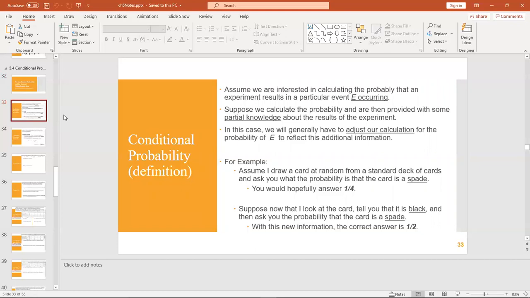If I were to draw a card from a deck and then tell you that it was black, then that changes the probability, because there is a prior condition that is met, and now that I know the card is black, in fact, there's only a 1/2 chance that it is a spade. Because if I know it's black, it's either a club or a spade. And so there's a 1 out of 2 chance that it meets the condition that I'm looking for, based on a prior condition that it is black.